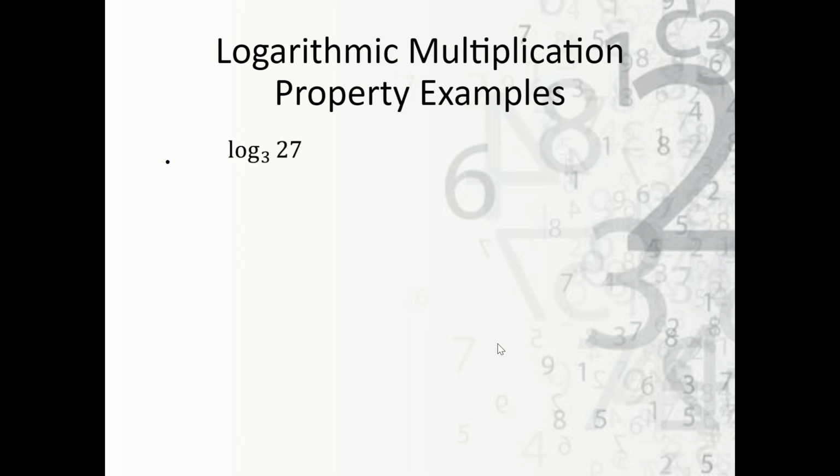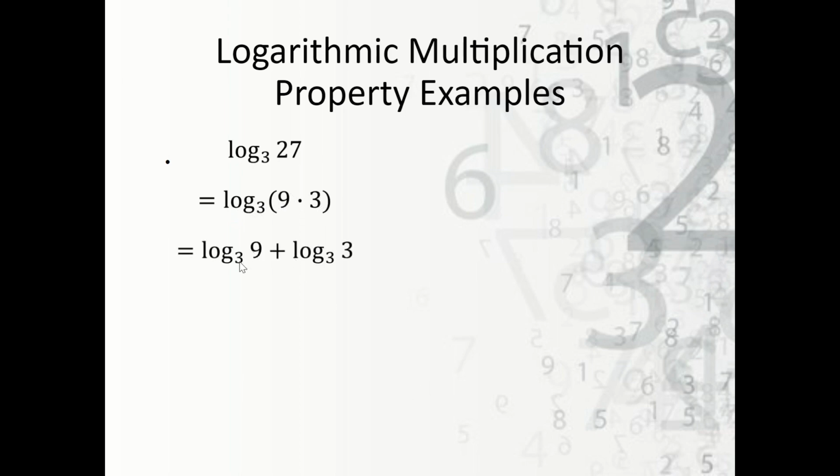So let's look at log base 3 of 27. Now we could do this easily and say that 3 to the 3rd power is equal to 27, so it's equal to 3. But let's say we don't know that. Let's say 27 is too big of a number and we need to break it up a little bit. So we can rewrite this as log base 3 of 9 times 3, because 27 is equal to 9 times 3. Then we can rewrite this as log base 3 of 9 plus log base 3 of 3.